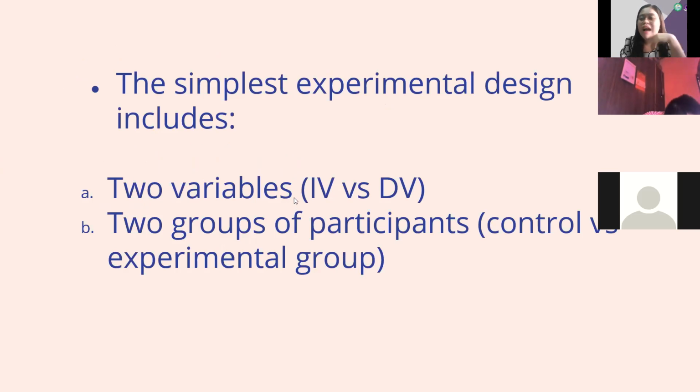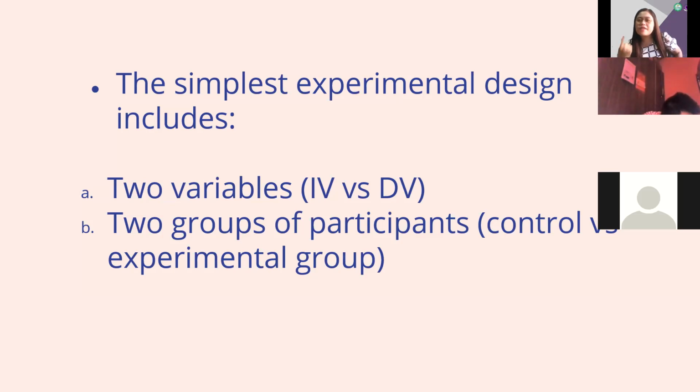Now, the simplest experimental design includes two variables. You should always have your independent variable and your dependent variable. Do not forget, the independent variable is the one that is manipulated in the study. It is the predictor variable. Ito yung kino-control natin. While the dependent variable is the outcome variable. So this is being measured in the study. Yan yung mini-measure or dinedetermine natin in the study, the dependent variable.